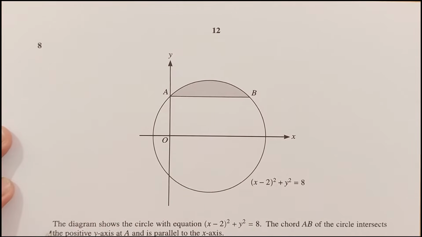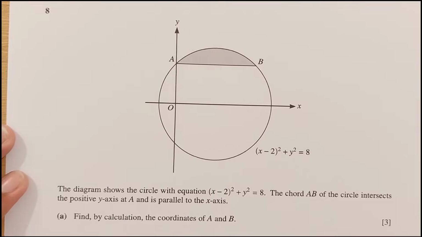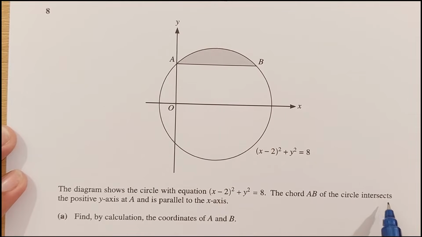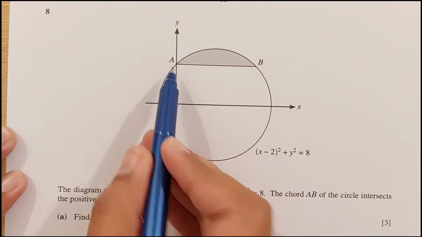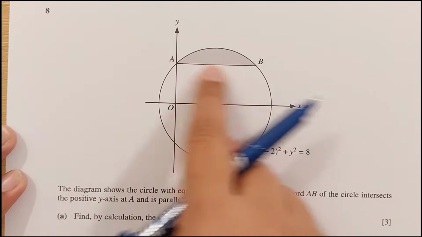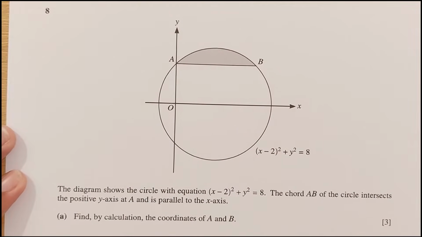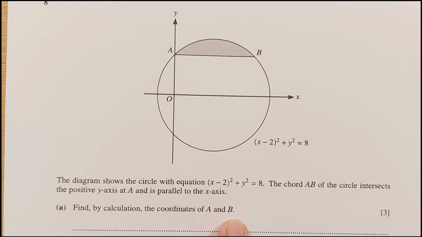Question number 8. The diagram shows the circle with equation x minus 2 whole square plus y square equals 8. The chord AB of the circle intersects the positive y-axis at A and is parallel to the x-axis. Now for part A, find by calculation the coordinates of A and B.